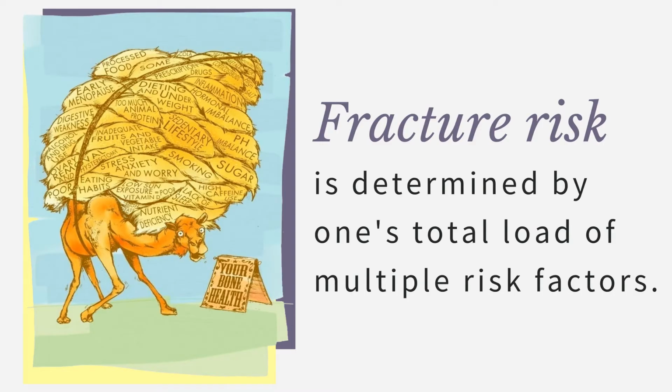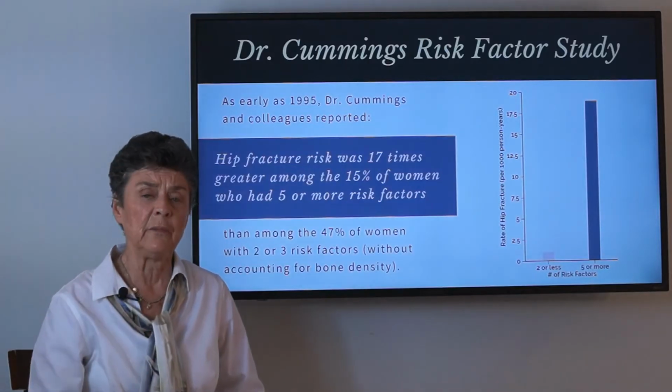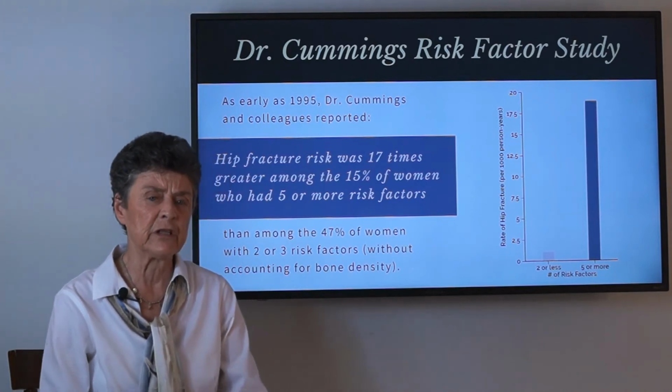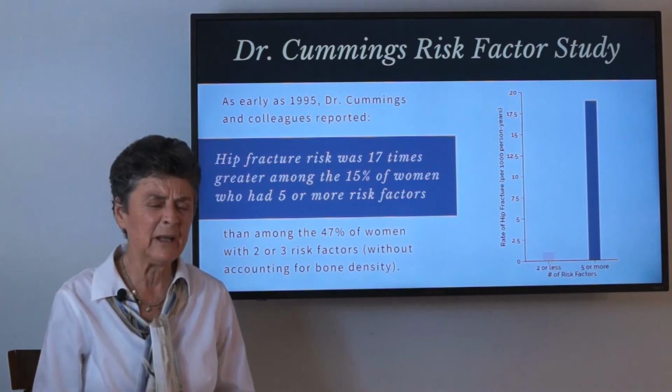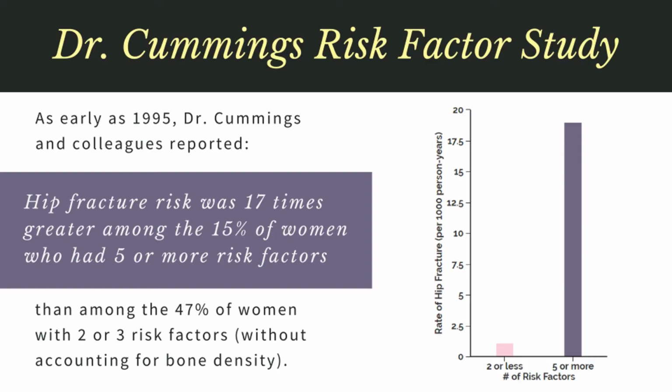This is my favorite little camel illustration. It sort of depicts dietary and lifestyle changes. There are other ways of assessing risk. For example, this famous researcher, Dr. Stephen Cummings I mentioned, as early as 1995, he sat down and said, well, let me see who really is fracturing hips. So he looked at an older population. Do you know what the average age of hip fracture is in this country? Yeah, it's about 80 or maybe even 81.